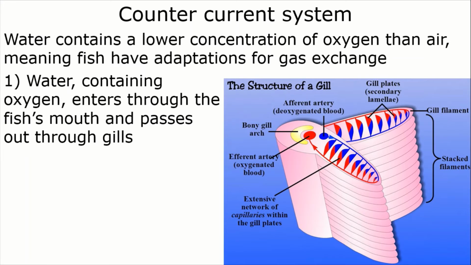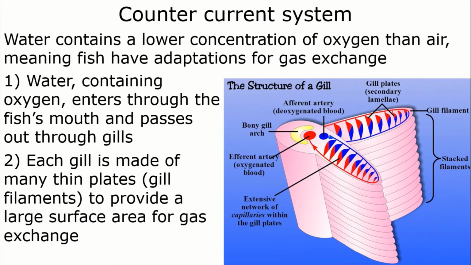So water, which contains oxygen, will enter through the fish's mouth and it will pass out through the gills. So essentially the fish will swallow water. It goes into something called the buccal cavity, which is the cavity just inside the mouth, and then the fish then closes its mouth, which creates a pressure gradient and essentially pushes the water over its gills. But the gills then have these special adaptations which allow it to extract oxygen from the water.